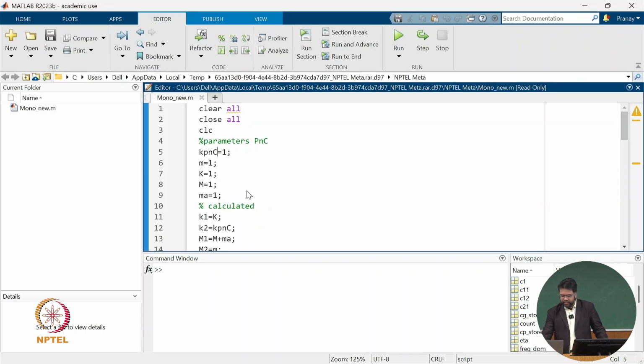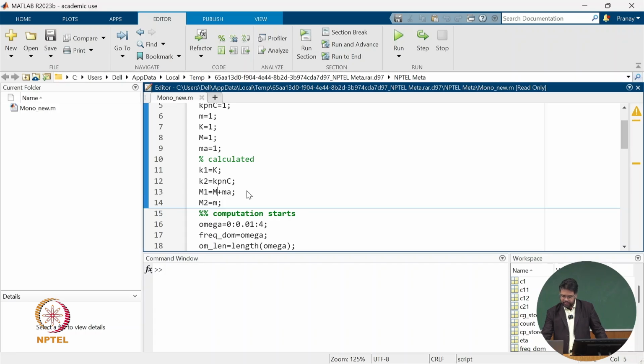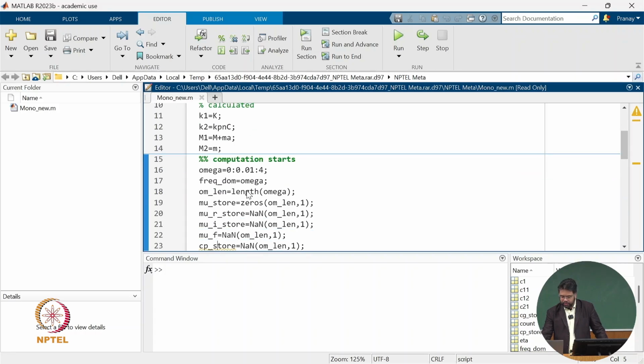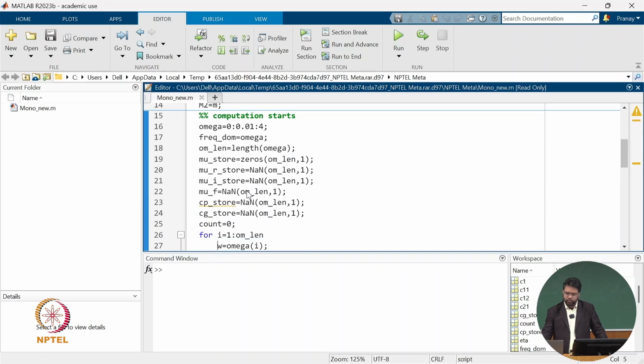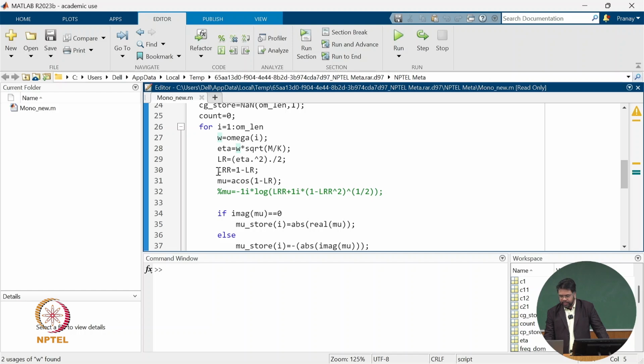Here we are inputting all the different parameters, like the mass and stiffness, and then calculating with those. Then the computation starts. First we define the frequency range, and we also put in some storage for that. Here you can see we are writing the dispersion equation primarily. So this is eta square, so 1 minus eta square with cos inverse. That was the main dispersion relation.